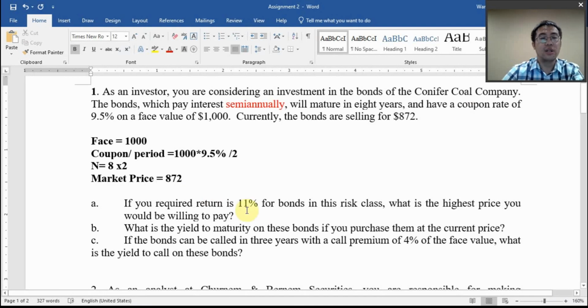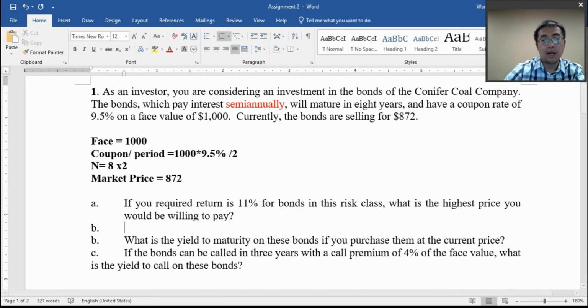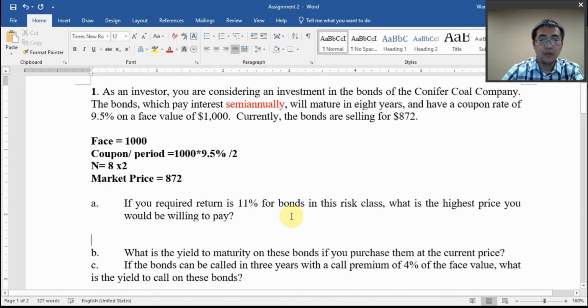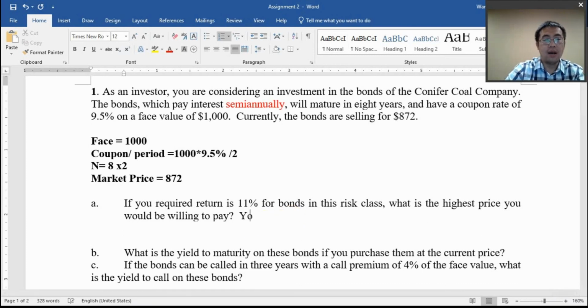The first question is asking you what price you would like to pay. So you need to know your price, and then you will need to compare it to the market price in order to decide whether this bond is worth buying. So essentially, you're comparing your price against the market price.